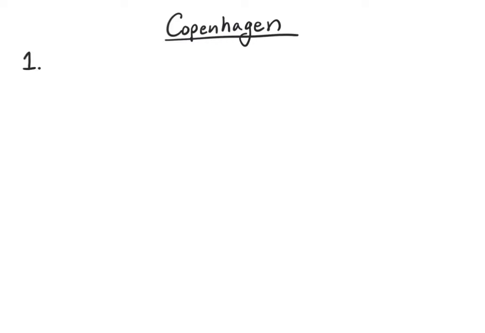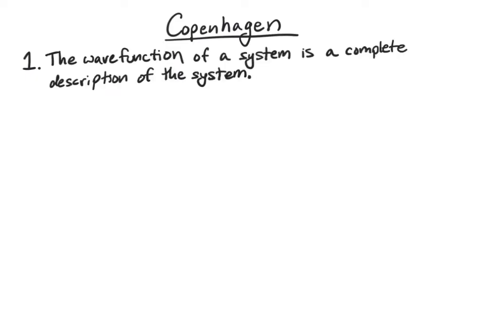The first of these principles is that the wave function describing the state of a system completely describes everything about the system. There are no additional properties, there are no hidden values, or anything else. The wave function describes all that there is.